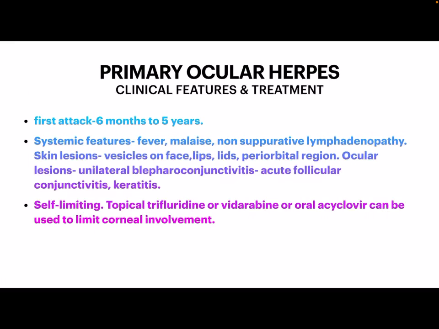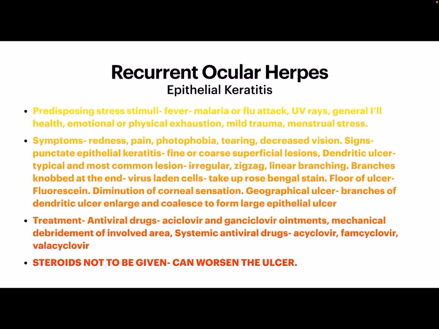Now, once primary ocular herpes is resolved, it will undergo a dormant state in the trigeminal ganglion. Then predisposing stress stimuli can come, like fever, malaria or flu attack, UV rays, general ill health, emotional or physical exhaustion, mild trauma, and even menstrual stress, and this can lead to recurrent ocular herpes. Recurrent ocular herpes, I already told you, is of four types: epithelial keratitis, stromal keratitis, metaherpetic keratitis, and iridocyclitis.